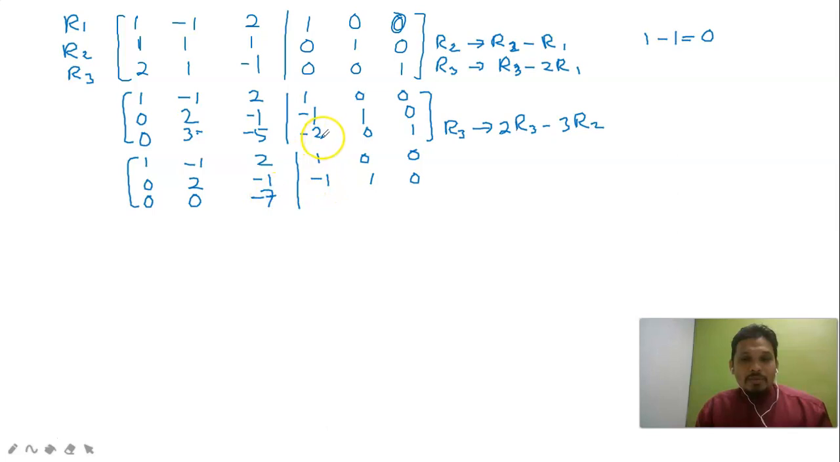Okay, so 2 times negative 2 equals negative 4. Negative 3 times negative 1 equals positive 3. So negative 4 plus 3, negative 1. So 0 with negative 3, and 1. 2 times 1 equals 2 with 0, 2.